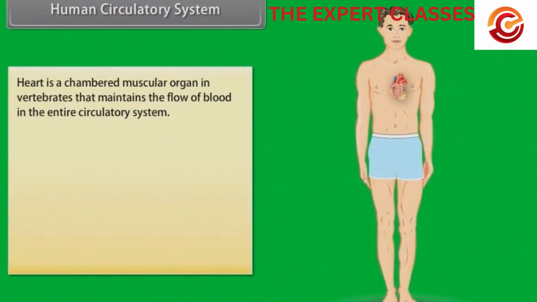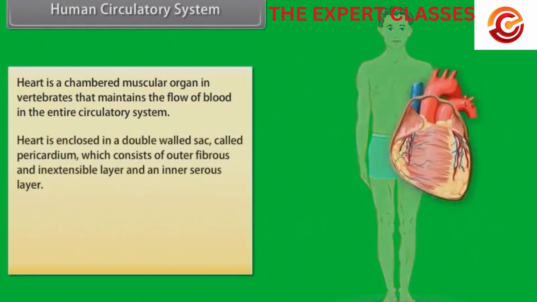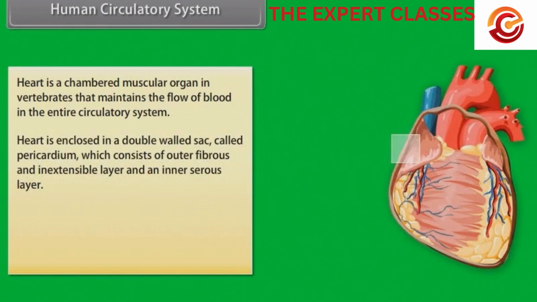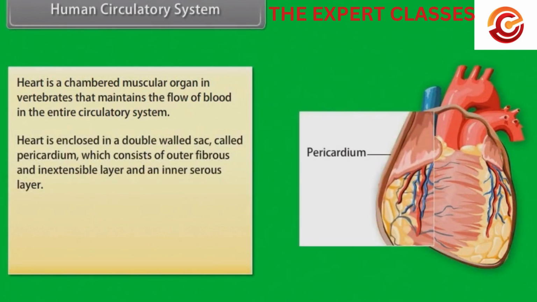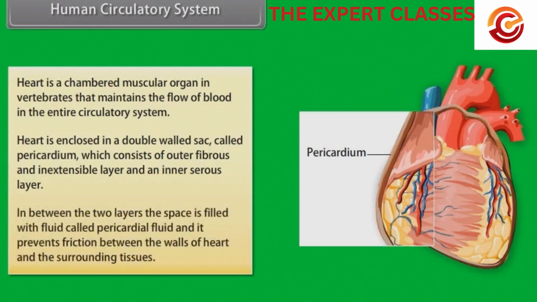Organ in vertebrates that maintains the flow of blood in the entire circulatory system. Heart is enclosed in a double-walled sac called pericardium, which consists of an outer fibrous and inextensible layer and an inner serous layer. In between the two layers, the space is filled with fluid called pericardial fluid, and it prevents friction between the walls of the heart and the surrounding tissues.